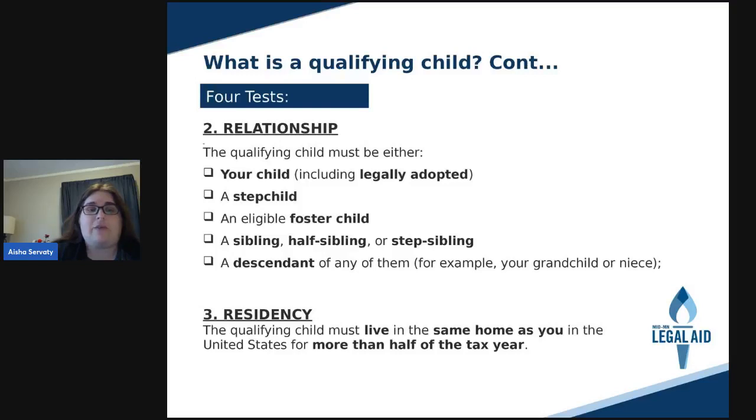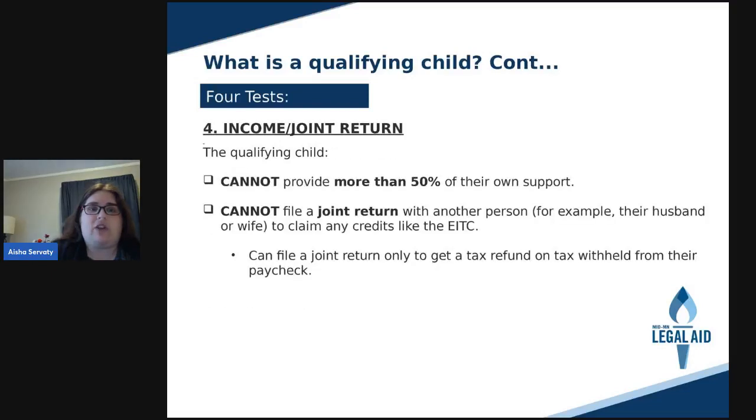And then you're looking at residency. The child must live in the same home as you in the United States for more than half of the tax year. That's 6 months and 1 day or more out of the tax year. And then you want to finally show that the child themselves did not provide more than 50% of their own support and that they are not filing a joint return with another person to claim credits such as the earned income tax credit.